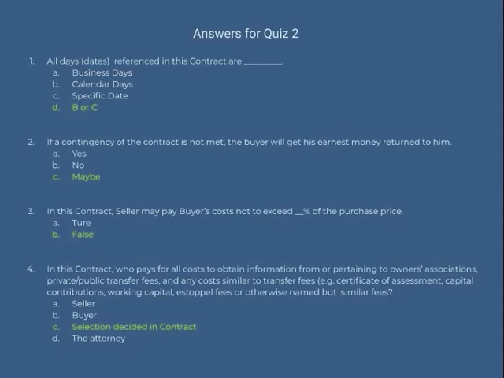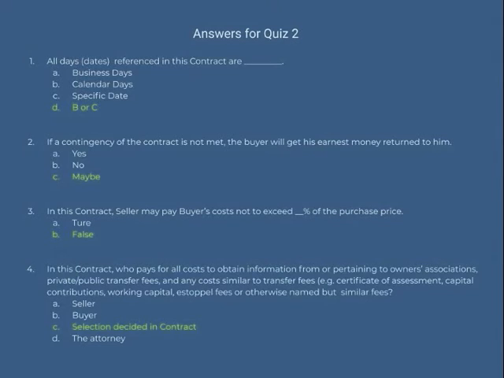Now let's look at the answers for quiz 2. Number 1, all days or dates referenced in this contract are blank. The answer is D, as in David, B or C. They're either calendar days or a specific date. Number 2, if the contingency of the contract is not met, the buyer will get his earnest money returned to him. Answer is maybe. How do we get earnest money returned? Either an agreement by both parties who gets the money or a judge says so. So maybe. Just because we think the buyer should get the earnest money or the seller should get the earnest money, it doesn't matter what we think.